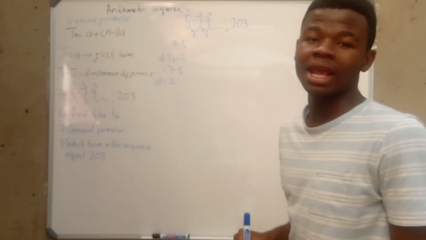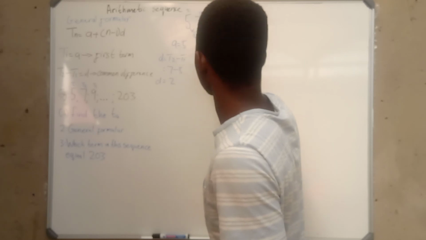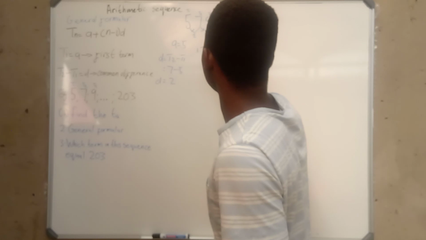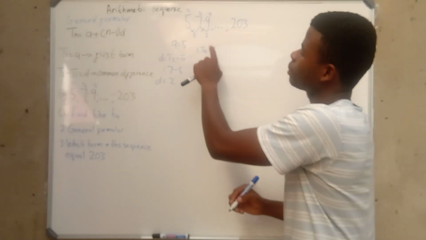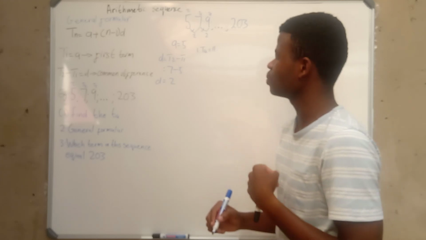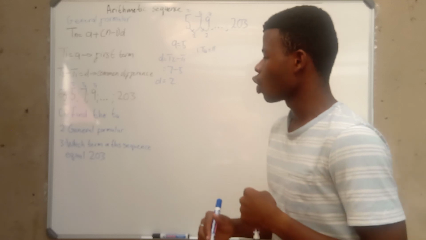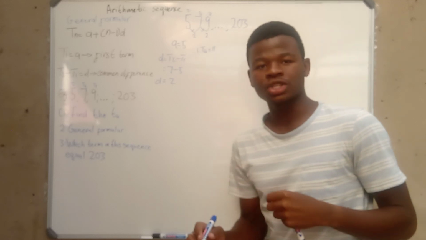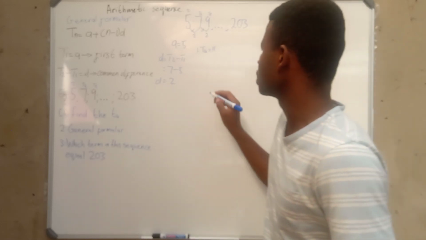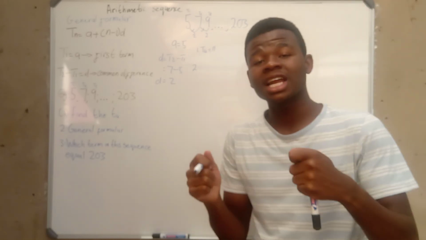So we are answering the first question. Question 1: term number 4 is going to be 11. Why do we say 11? Because 2 plus 9 is going to give us 11. So you add the term with the common difference. Now we are done with the first question. Let's go to the second question. The second question says find the general formula.